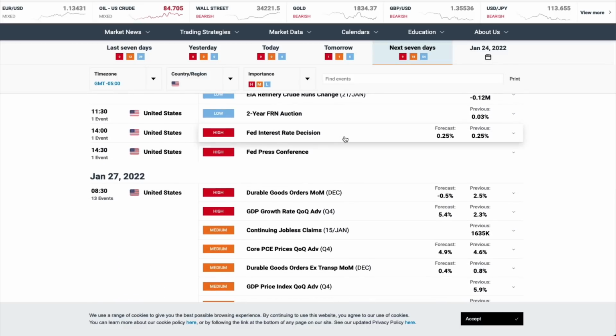The Fed interest rate decision. Previous was 0.25, forecast is 0.25. They're not expecting any rate change, and I don't expect a rate change. A rate change would be huge. If they hiked rates at this meeting, that is huge.